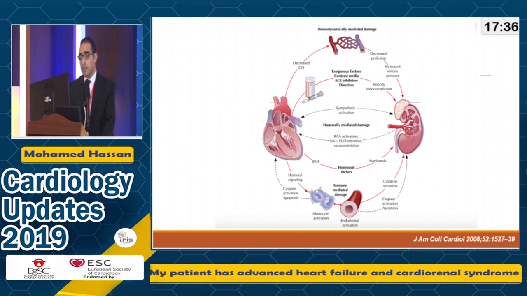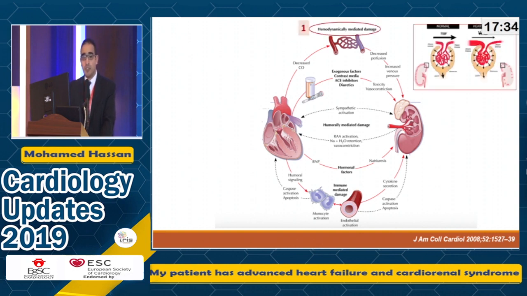Firstly, it could be hemodynamically mediated damage due to low cardiac output, decreased renal perfusion, decreased renal blood flow. And we know that the kidney receives at least 25% of the cardiac output. Early in heart failure, there is a compensatory mechanism through vasoconstriction of the efferent arteriole to preserve glomerular filtration rate and to preserve the filtration fraction. However, with advanced heart failure and with extreme activation of the RAS system and the sympathetic system, vasoconstriction of the afferent arteriole occurs, and then this leads to decreased filtration fraction and starting renal dysfunction.